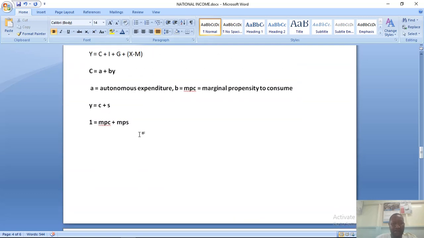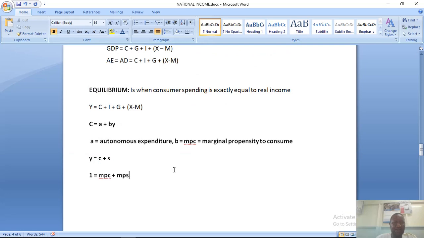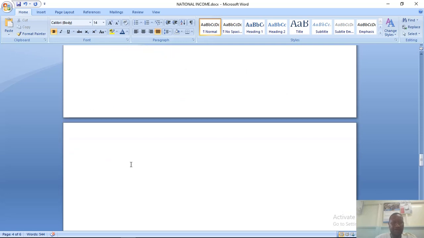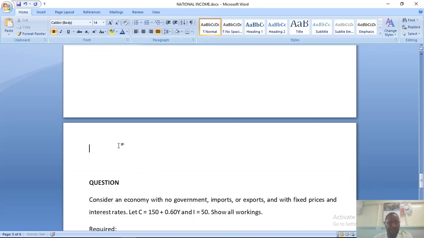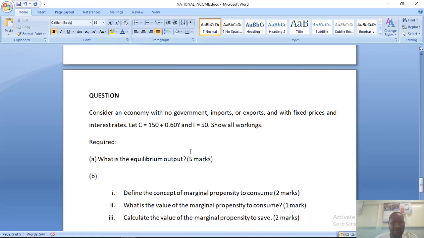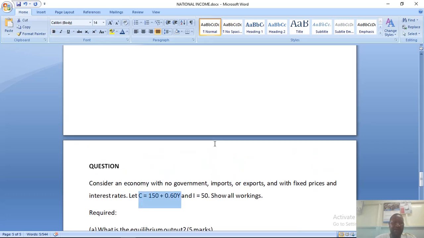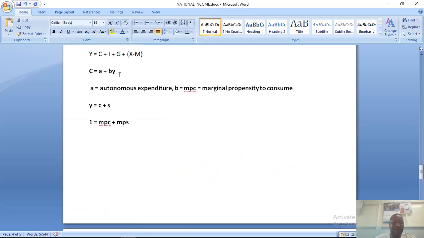Now at this stage, I would love us to attempt a question and use it as an example. It comes from past question papers. It says, consider an economy with no government, imports or exports, and with fixed prices and interest rates. Remember what we've said about C: C is consumption expenditure. Let C be equal to 150 plus 0.60y. That's a consumption function.